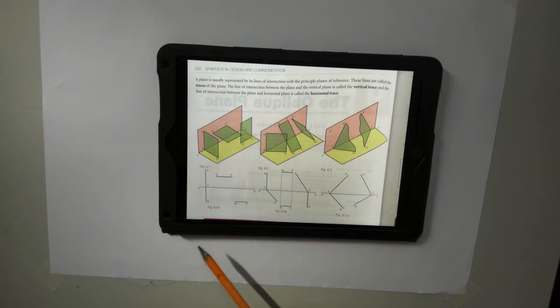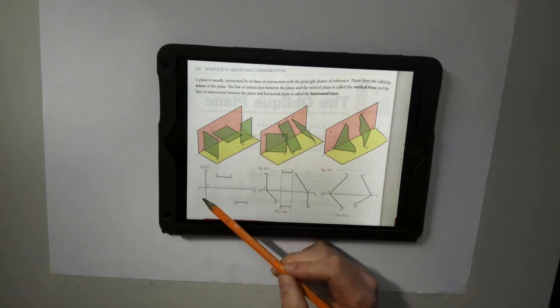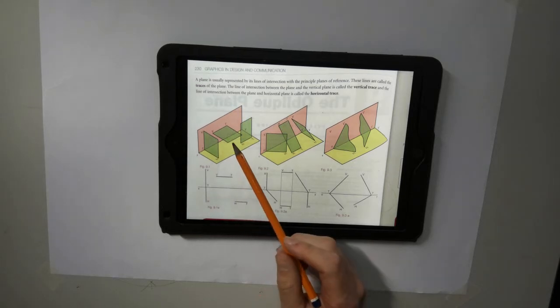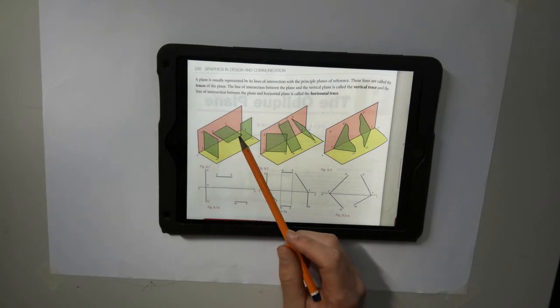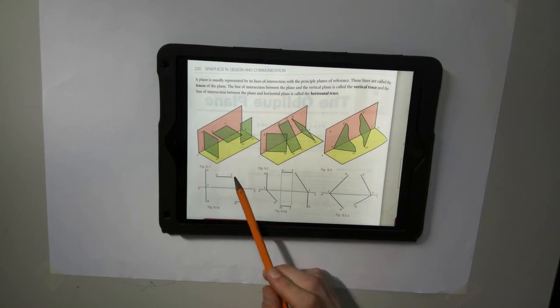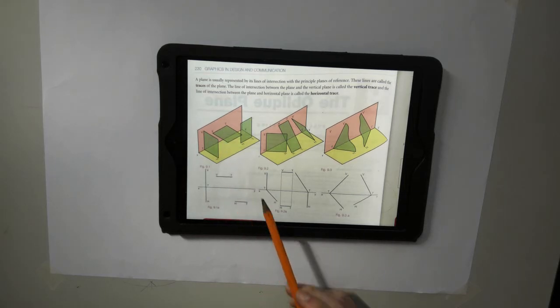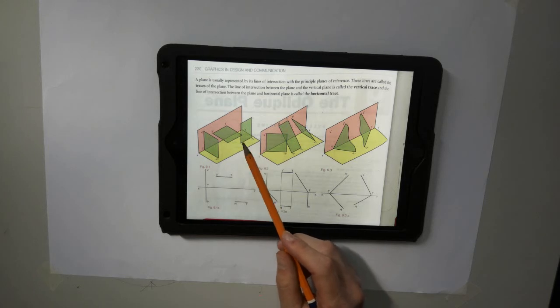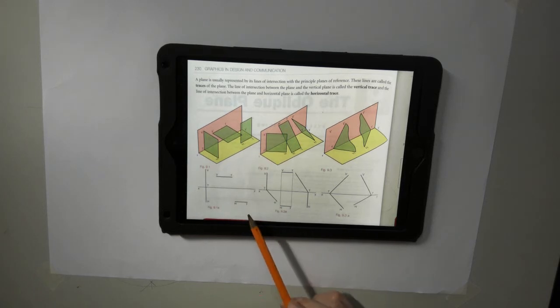If we looked at that in terms of an elevation or plan, we'd see that line there. Next one there, the actual horizontal plane only cuts along the vertical plane there, giving you the vertical trace. And the last one only intersects with the horizontal plane, and gives you the horizontal trace there.